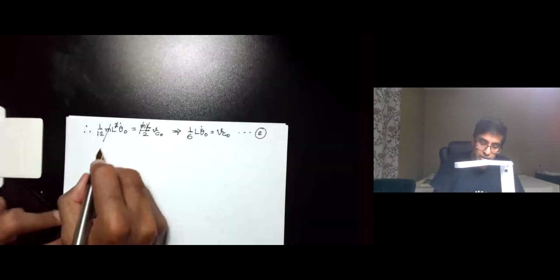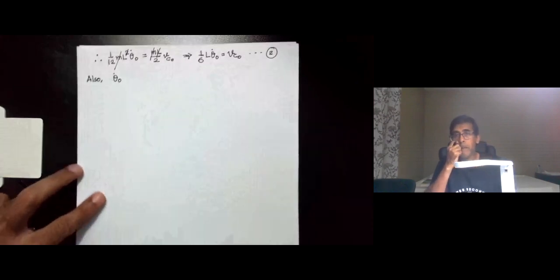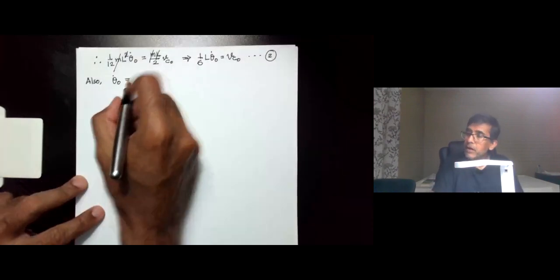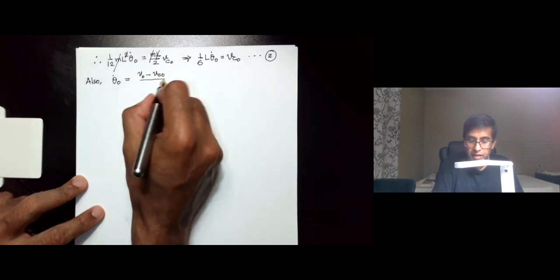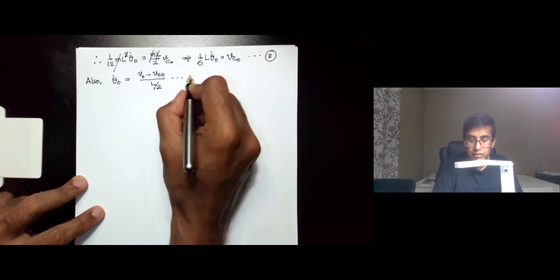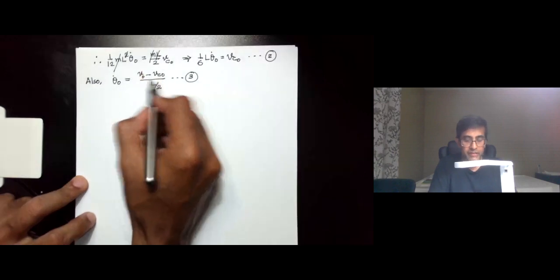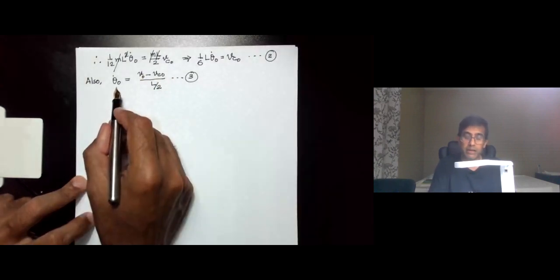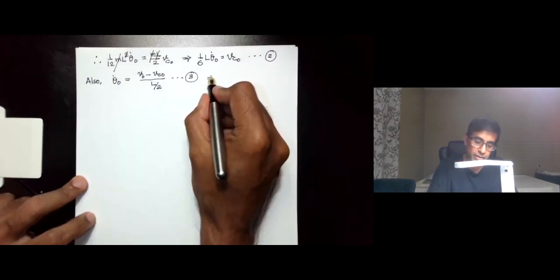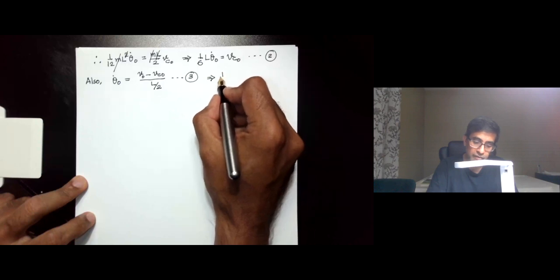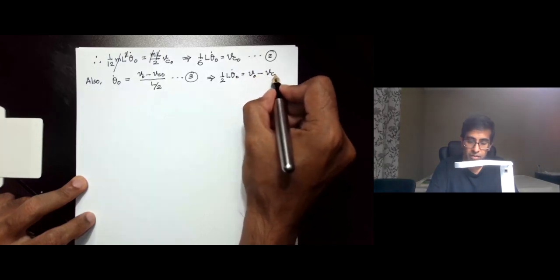We have theta dot O. So we'll say also theta dot O is equal to VO minus VCO divided by L over 2. And this is our equation 3. Right? So VO is given, VCO is what we are trying to find out, and theta dot O is also something that we are trying to find out. So in fact, from here we get half L theta dot O is equal to VO minus VCO.